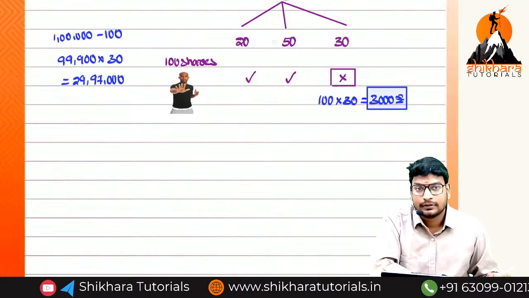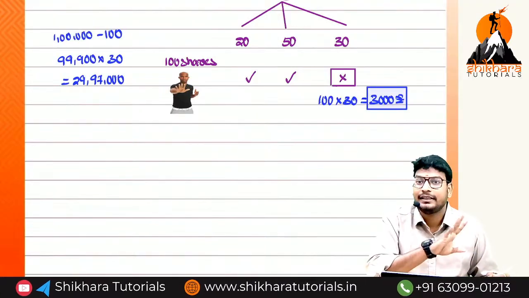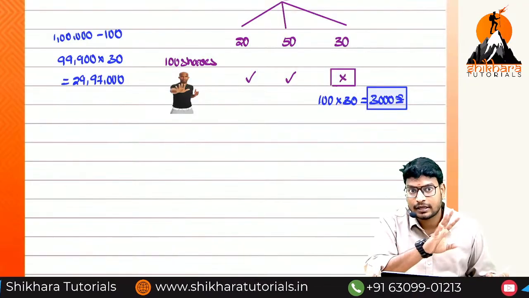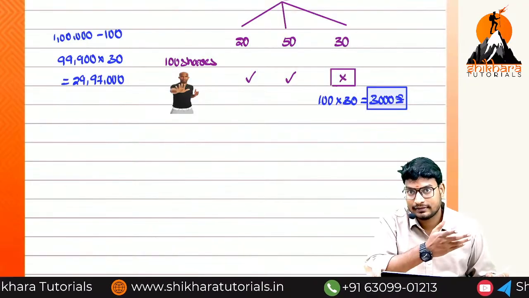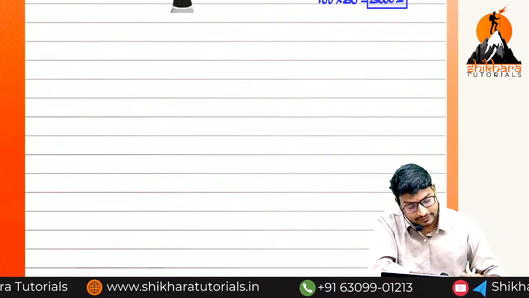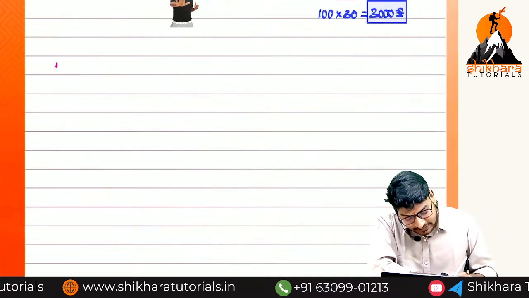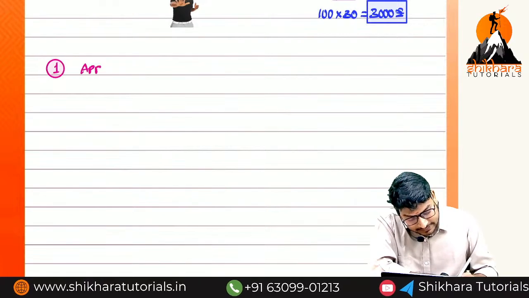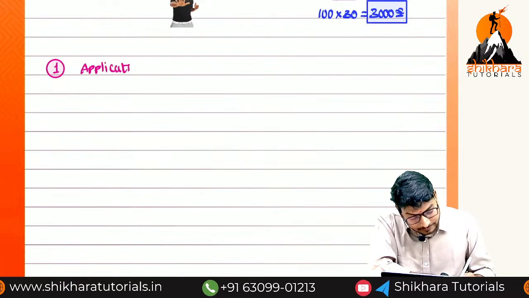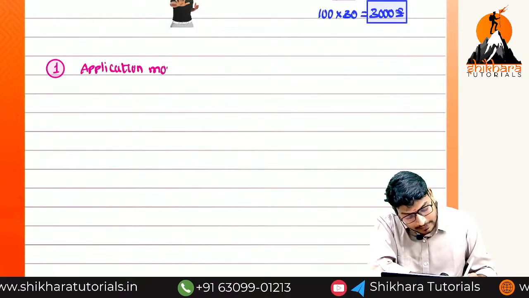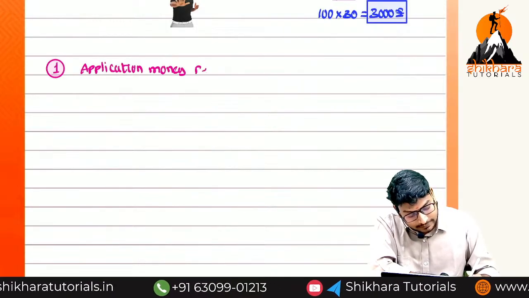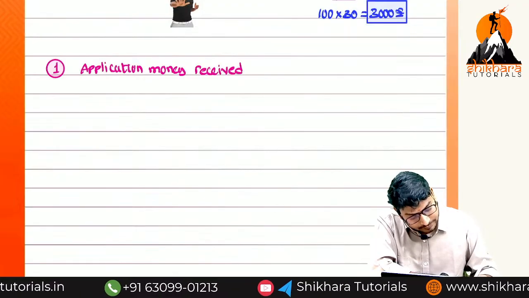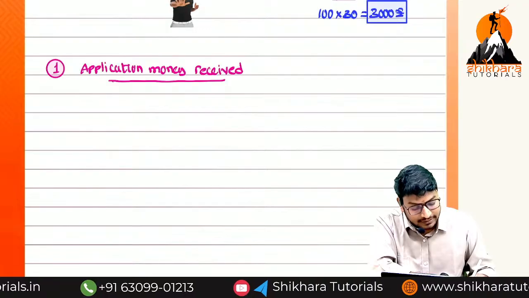Okay? So I am not writing the first installment and second installment entries. Are you comfortable with that, or shall I write? Okay, we can write. This is the first problem today. What is the first entry? Application money received or receivable? Application money received. What is the entry?